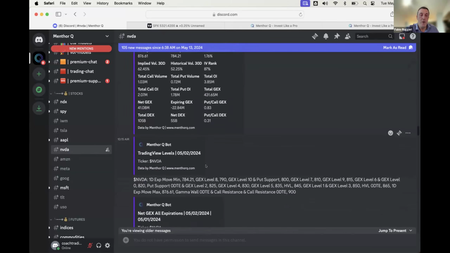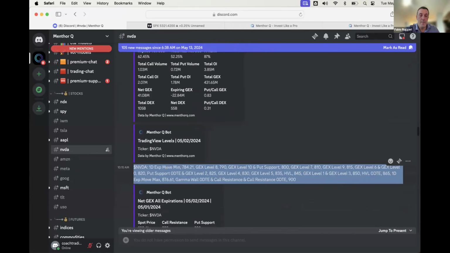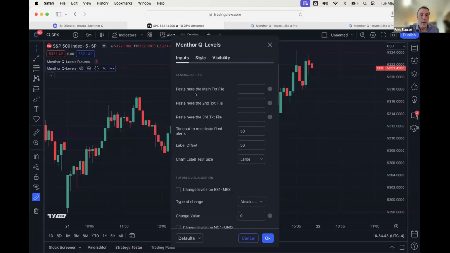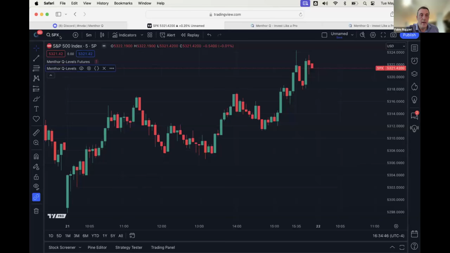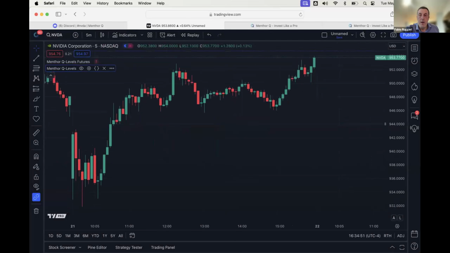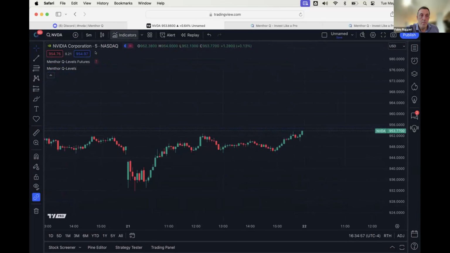Then the next step would be, okay, so now let's plot my levels on my chart. So I can come here and I can go then on my TradingView and I have access to the indicators. I can plot my levels here directly, and then I can look for NVIDIA. And now I'm going to have my levels directly into the chart here. Or I should have.